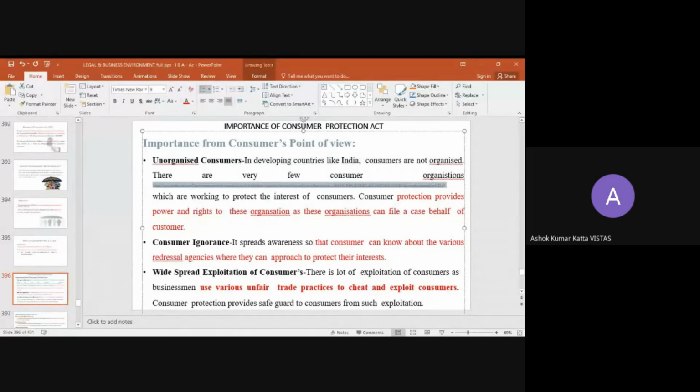We need to understand that these are institutions established only for the sake of providing safety and security for people, and they will be working on behalf of the interest and the rights of the consumer.